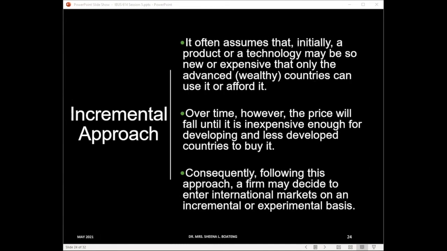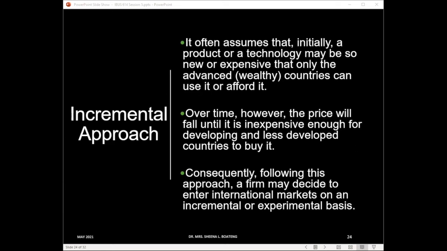Now, again, the incremental approach, particularly in the sale of products and technology that are relatively new or expensive, firms would usually start by selling this product or service in more advanced or wealthy countries that can use or afford the product at that point. And then over time, they will be able to extend it to other countries, perhaps less wealthy countries or less advanced countries, once the price of the original product begins to drop, right?